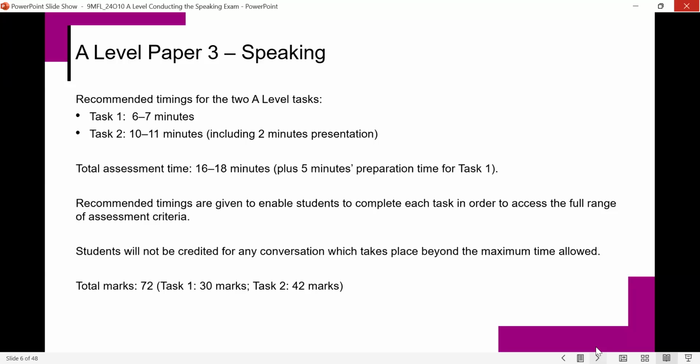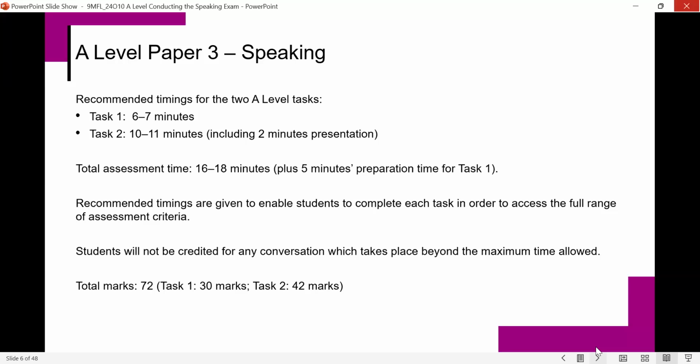And then task 2 lasts approximately 10 to 11 minutes, but that includes a 2-minute presentation. So at the end of the task 1, at the end of the 6 to 7 minutes, you say, thank you very much. Now we're going to move on to your presentation. So we'd like to hear your presentation now, and you'll restart the timer, okay? And we ask them to speak for 2 minutes about the topic that they have prepared. And they speak for 2 minutes. If they go over the 2 minutes, you need to stop them.